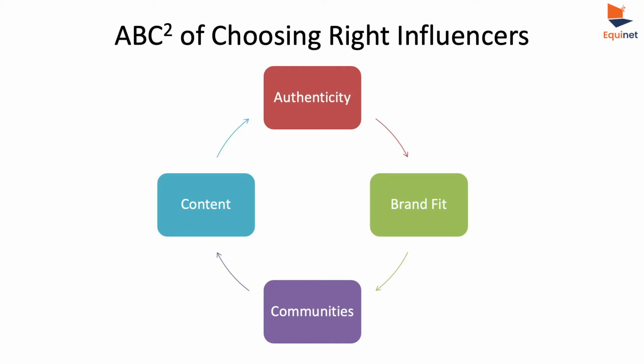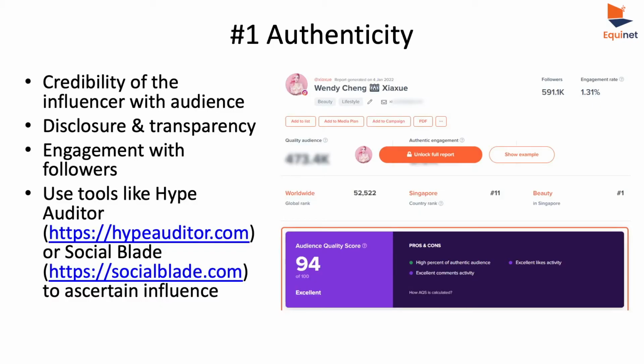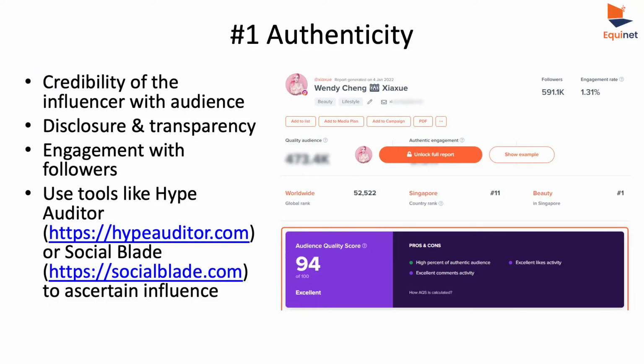There are 4 factors you should consider when looking for the right influencers: authenticity, brand fit, communities, and content. First, you need to evaluate their authenticity. How credible and transparent are they? Some influencers have been found guilty of buying likes and followers, which cause inaccuracy on their engagement rate. You can also use tools like Hype Auditor or Social Blade to ascertain your influencer's level of influence.